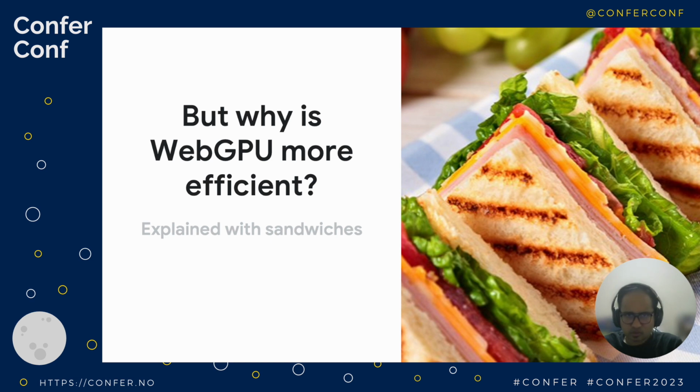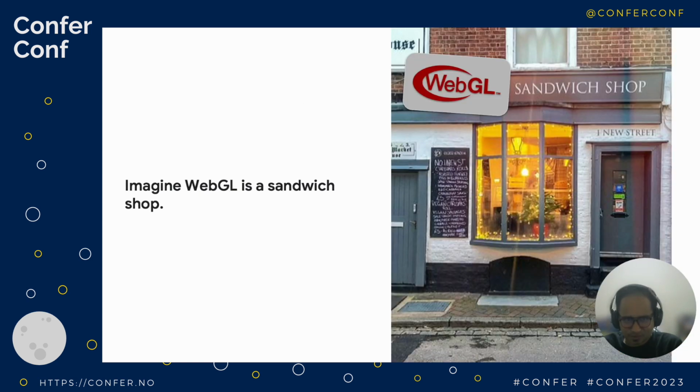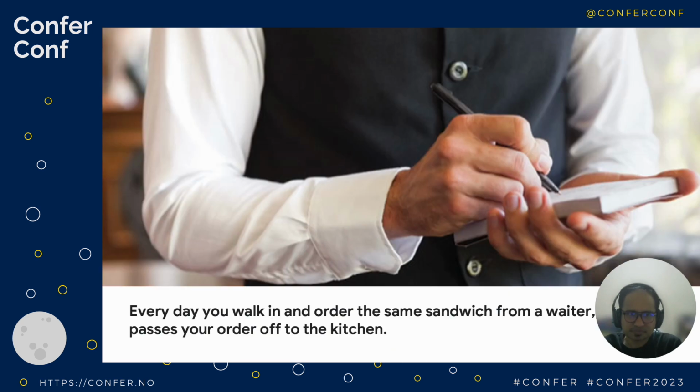Looking through the previous code snippets, there's a lot that looks pretty similar. So how is it that WebGPU is supposedly so much more efficient than WebGL? Let me explain with sandwiches, because why not? Yeah, I know, stick with me on this one. So imagine WebGL is a sandwich shop. Every day you walk in and order the same sandwich from a waiter. The waiter passes your order off to the kitchen.